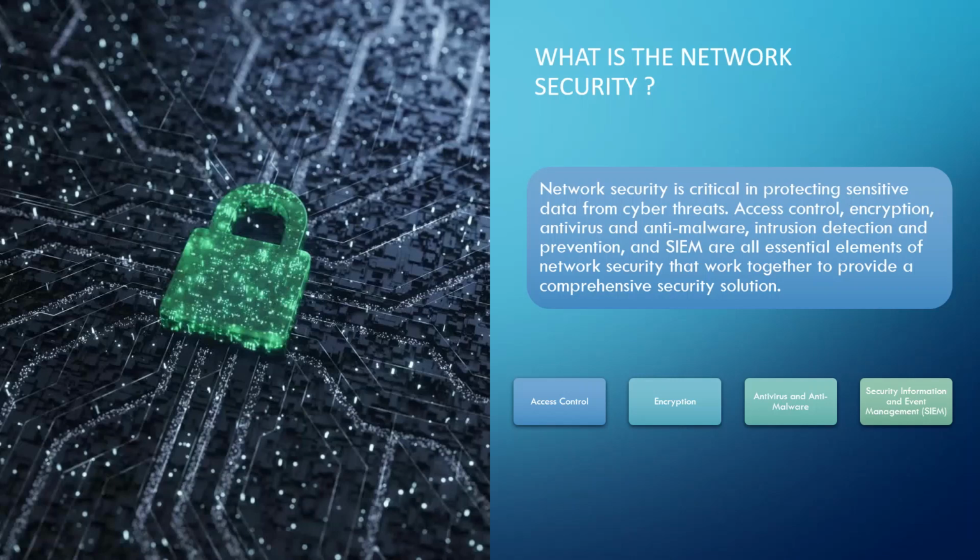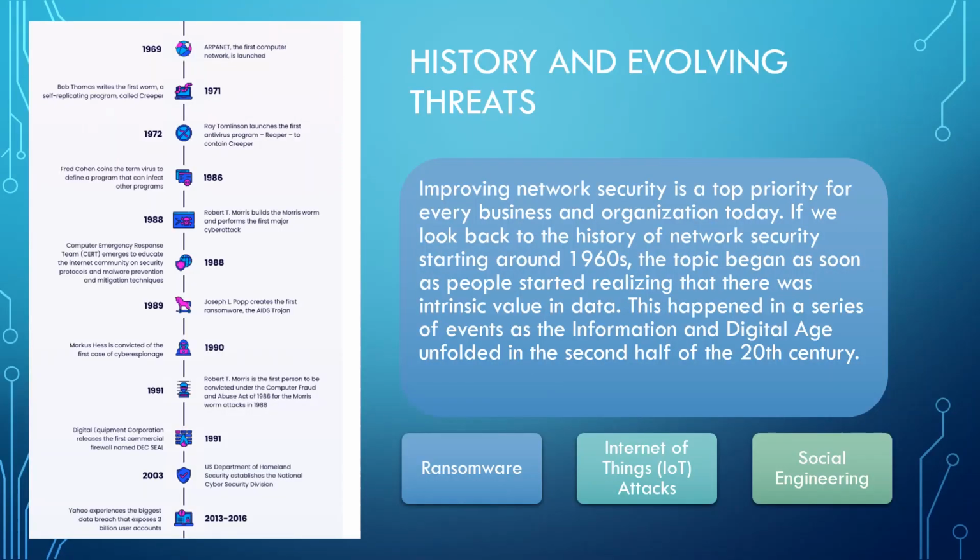Network security consists of several elements such as access control, encryption, antivirus, anti-malware, and security information and event management. Another part is network history and evolving threats. Improving network security is a top priority for every business and organization today.